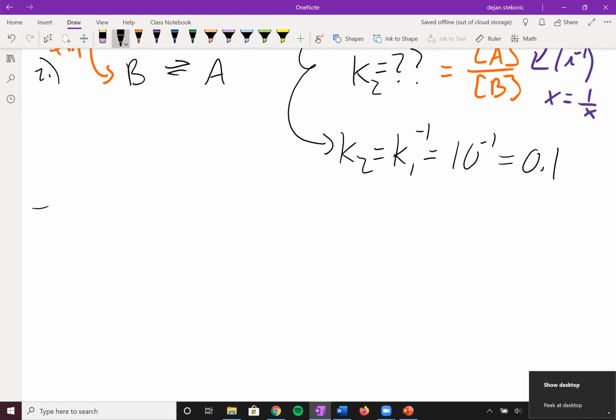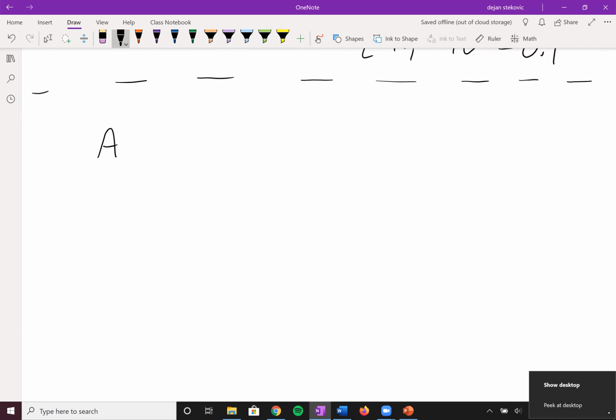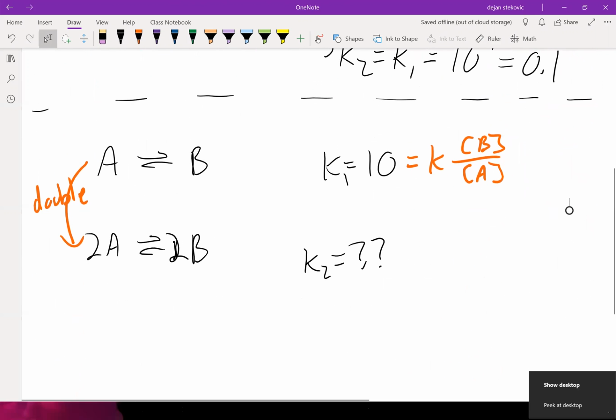That's not the only thing we can do, though. Sometimes we can multiply equations. So in this case, if you have A going to B, what would the K of 2A going to 2B be? Assuming this K, again, we're going to go with 10. Here, K2, question mark. How do we figure this out? So you can see here, when we go from the top equation to the bottom equation, we double. And if we were to write out the K's here, this would be K, B over A, products over reactants.